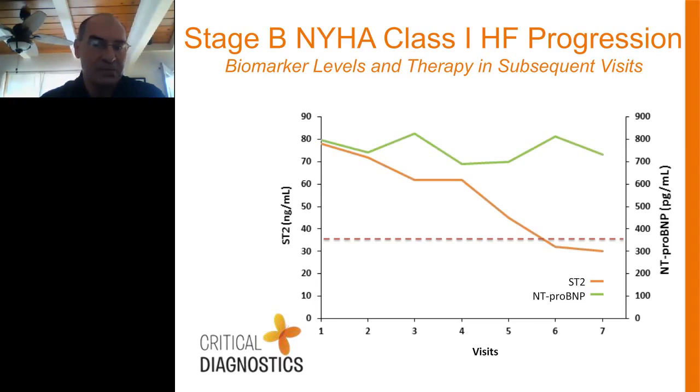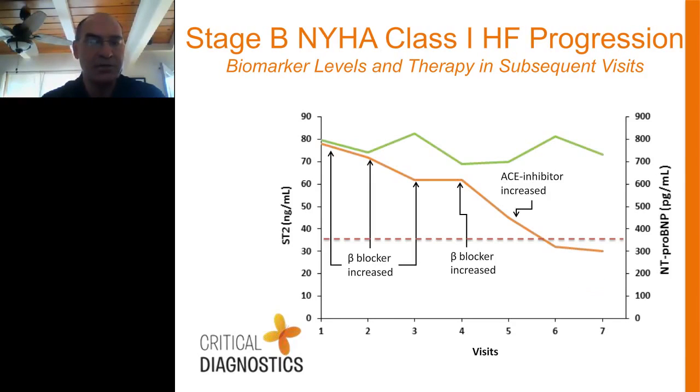So based on that observation, in this case, the doctor, who's an expert in biomarkers, started modulating his therapy, increasing beta blocker at various doses. This was a patient who was already mildly hypotensive, had low blood pressure, so there was a concern that he may not tolerate the higher beta blocker, but he did. Add an increased dose of ACE inhibitor, got his ST2 level below 35, stabilized the patient.